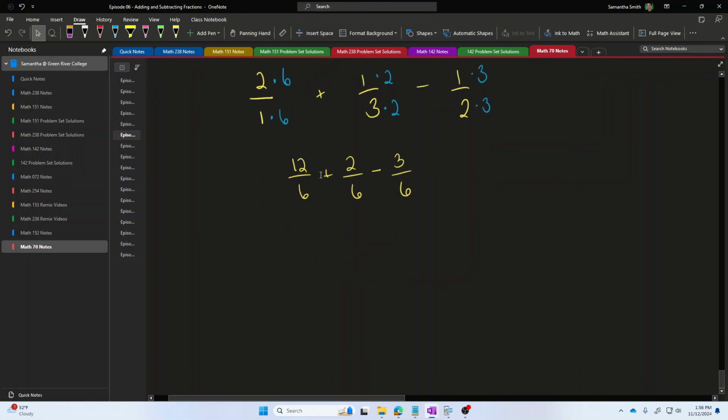Now, if I add and subtract these numerators, 12 plus 2 so far is 14. 14 minus 3, that'll get us down to 11. So I'll be left with 11 sixths cups of water. Almost 2 cups, but not quite.